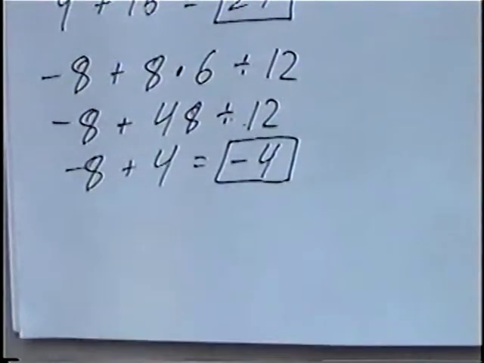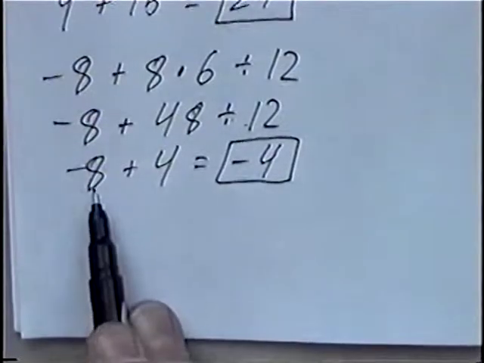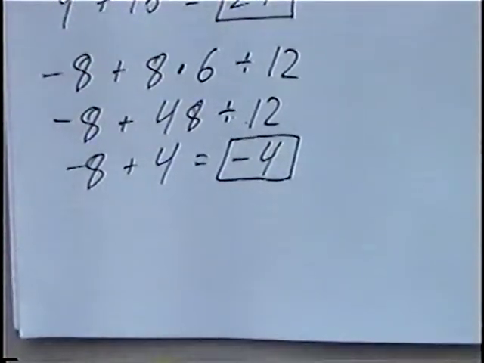Different signs, positive and negative, so we'll subtract the numbers. 8 minus 4. 8's the bigger number, so the answer will stay negative.